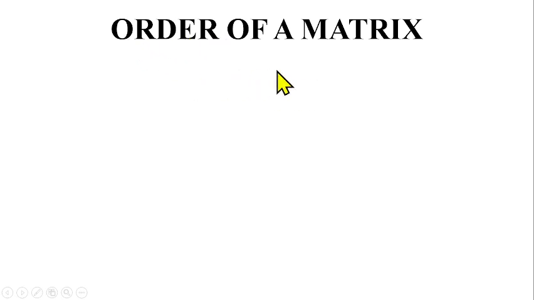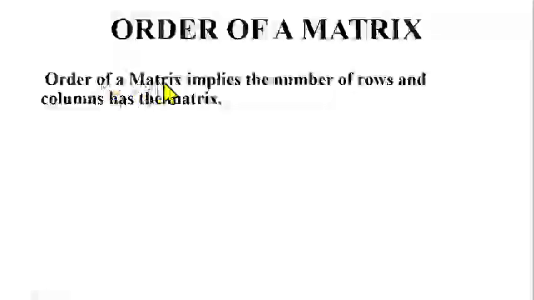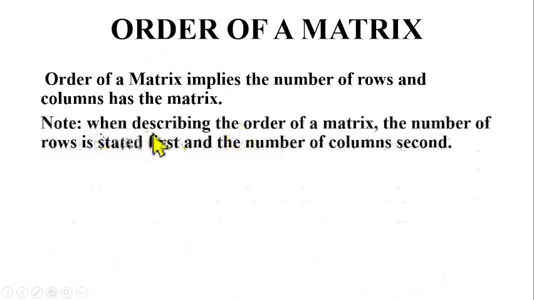But don't forget, one comes before the other. Rows come before columns. So in naming the order of a matrix, you must tell us the number of rows first before you tell us the number of columns. So order of a matrix implies the number of rows and columns of the matrix. So note, when describing the order of a matrix, the number of rows is stated first, and the number of columns second.